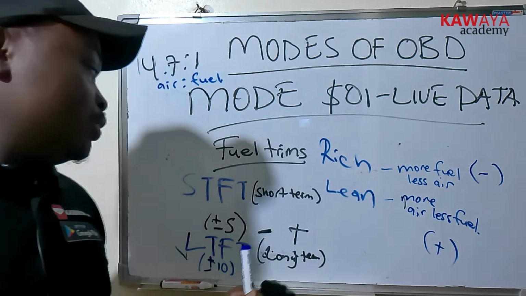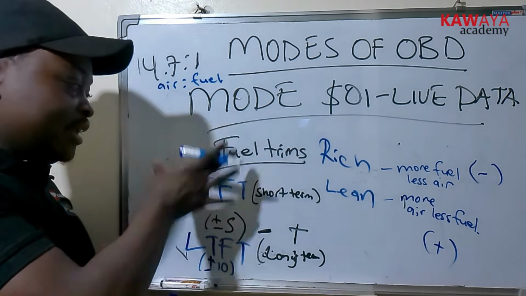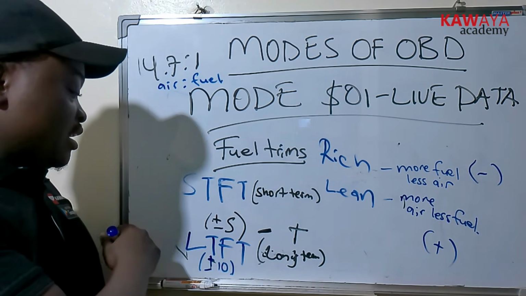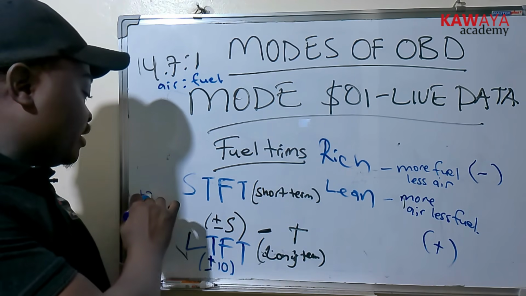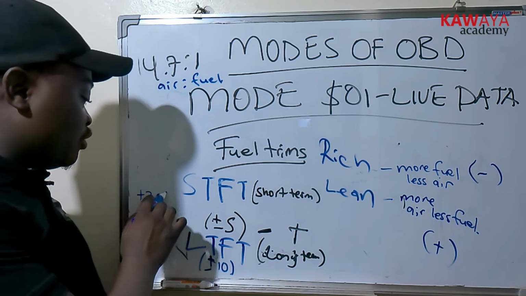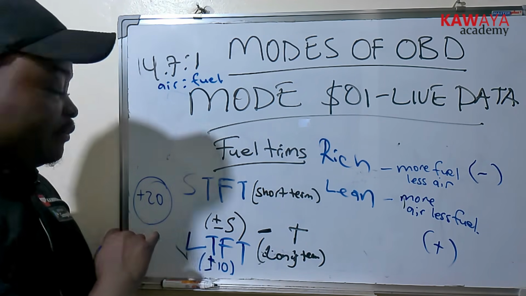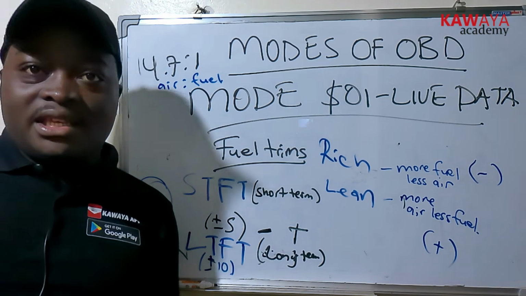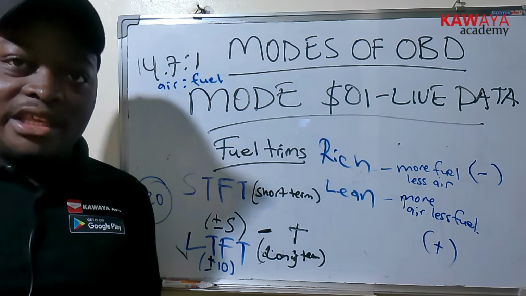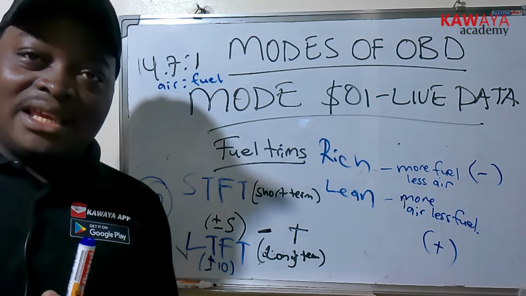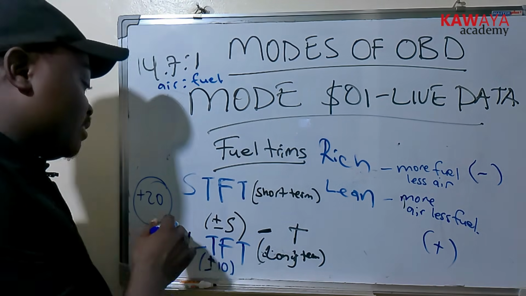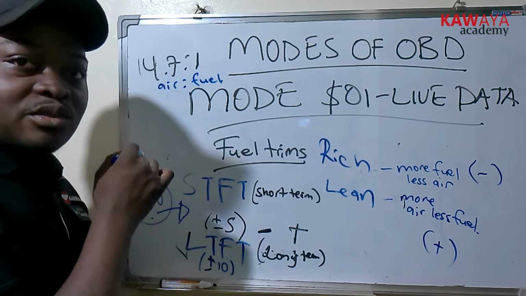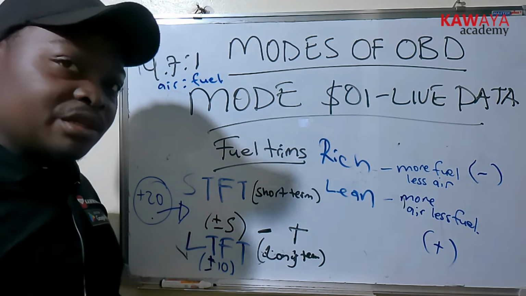So let me go back to fuel trims. Let's say you're having a positive 20 long-term fuel trim. Now positive 20 means that we are having a high lean condition in the engine, meaning we have excess air in the engine. So we're having an abnormal fuel trim that was triggered to correct this condition.